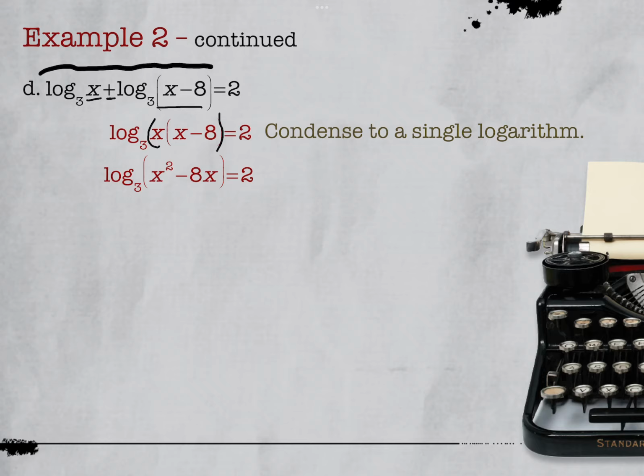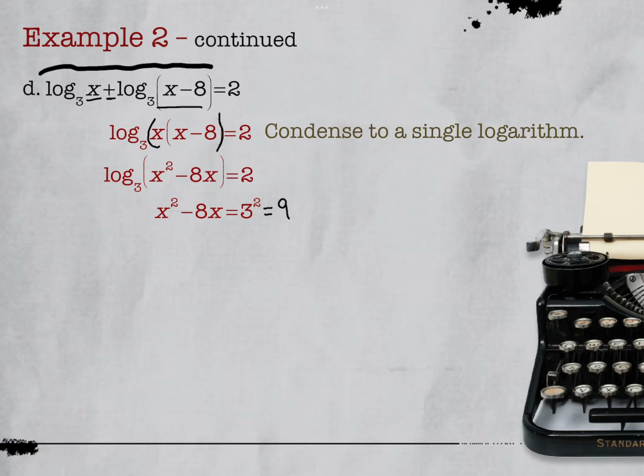So we can go ahead and multiply that out. So I have log base 3 of x squared minus 8x. Now from here, we're going to rewrite it in exponential form again. So this would give me x squared minus 8x equals 3 squared. Of course, we know that 3 squared is 9, so you could go ahead and put a 9 there.